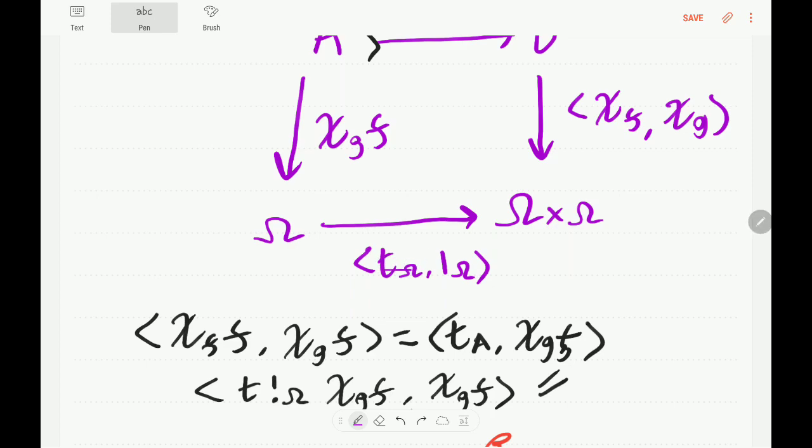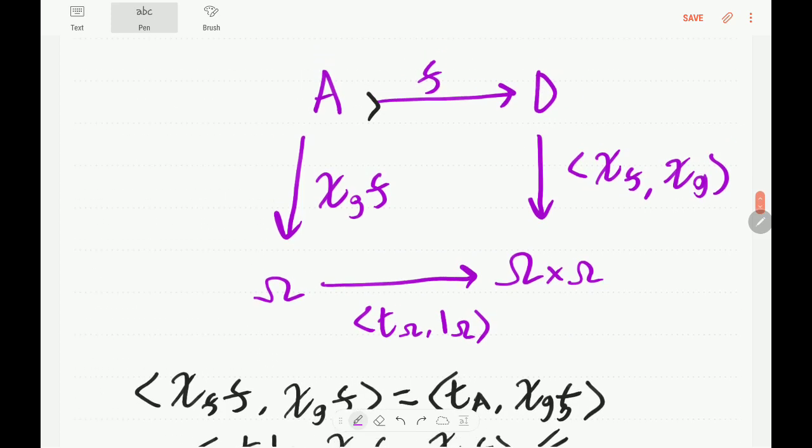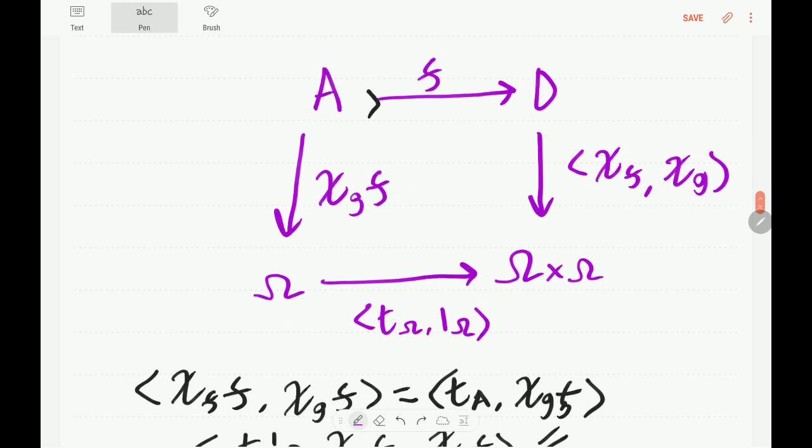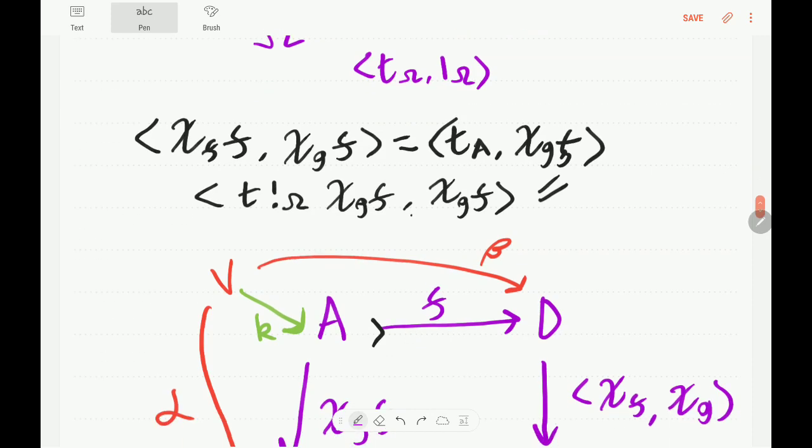we get t exclamation mark omega after χg of f, and χg of f. Well, this t of exclamation mark omega χg of f is just going to be t of a. So these are equal. So this is a commuting square at least. But we want to show that it's a pullback.